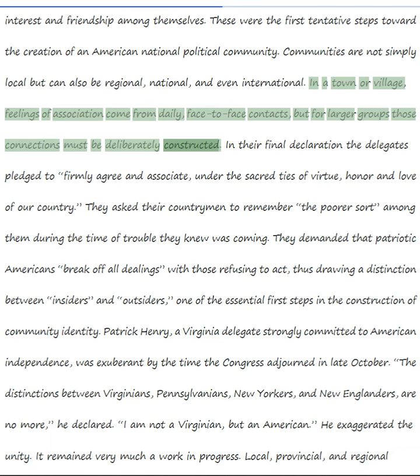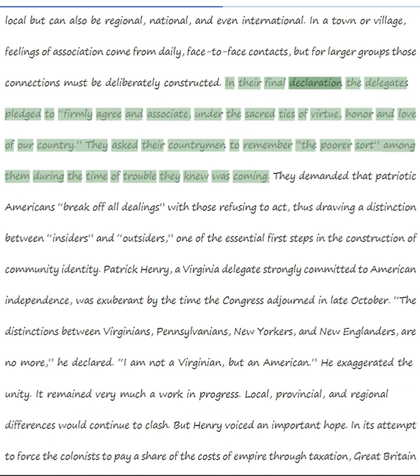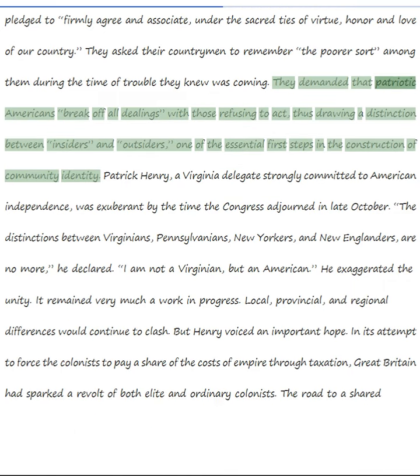be deliberately constructed. In their final declaration the delegates pledged to firmly agree and associate, under the sacred ties of virtue, honor, and love of our country. They asked their countrymen to remember the poorer sort among them during the time of trouble they knew was coming. They demanded that patriotic Americans break off all dealings with those refusing to act, thus drawing a distinction between insiders and outsiders, one of the essential first steps in the construction of community identity.